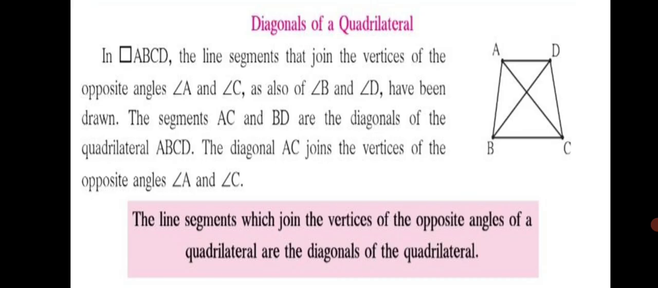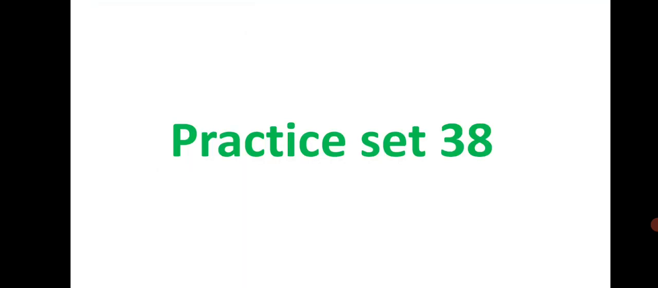So in quadrilateral ABCD, the line segments that join the vertices of opposite angles, angle A and C, as also of angle B and D, have been drawn. The segments AC and BD are the diagonals of the quadrilateral ABCD. The diagonal AC joins the vertices of the opposite angles, angle A and C. So what is the property? The line segments which join the vertices of opposite angles of a quadrilateral are the diagonals of the quadrilateral. So based on these properties, we are going to solve our practice set 38.